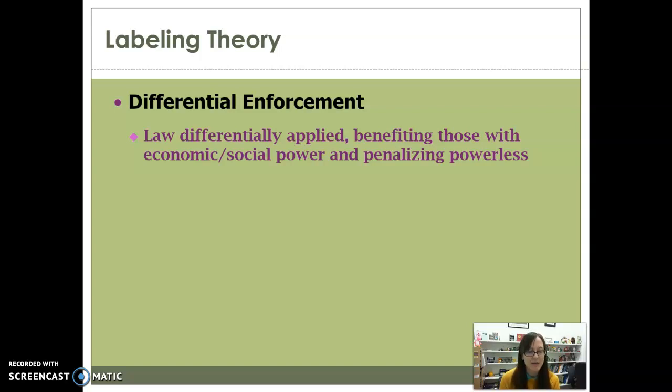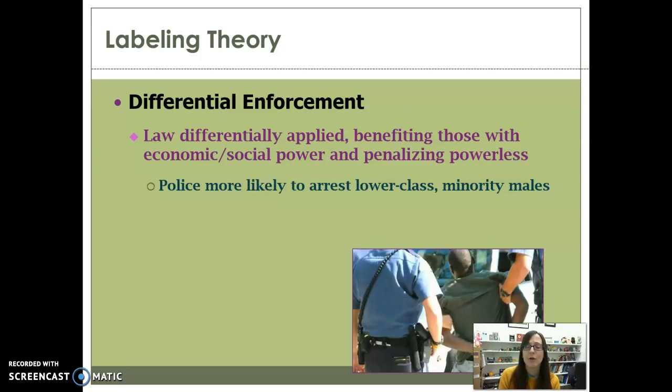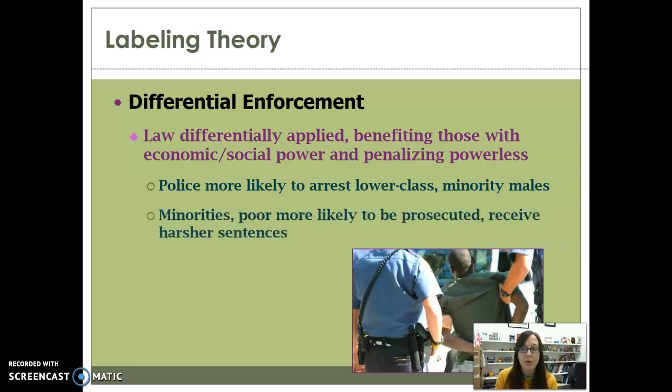And it's unfortunate because the law is supposed to be applied the same way for everybody, that you commit A behavior, B is the result that should happen. That's the way the law was designed, but that is not the way that it is applied. And so police are overwhelmingly more likely to arrest lower class, especially minority males. And minorities and the poor are more likely to not only be arrested, but then they're also more likely to be prosecuted. They're more likely to receive harsher sentences. So differential enforcement then is the idea that the law is not applied equally.